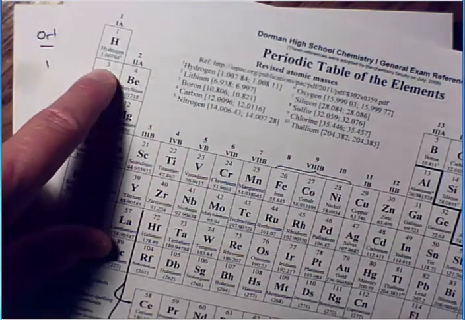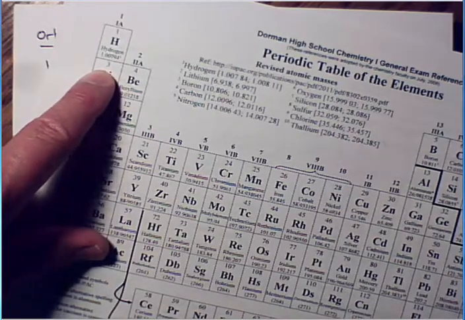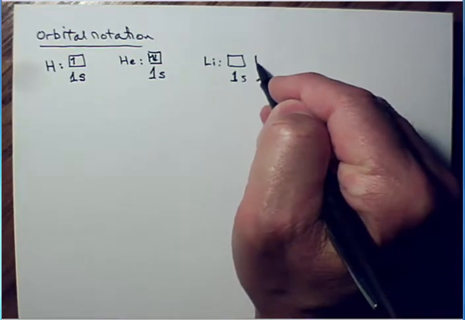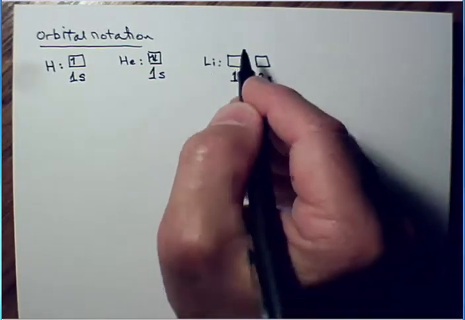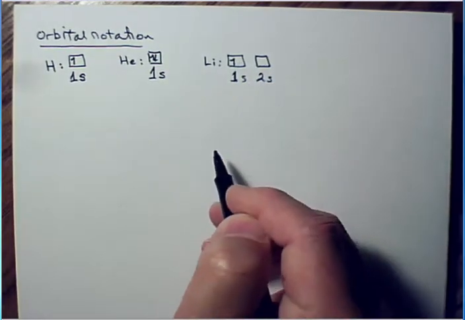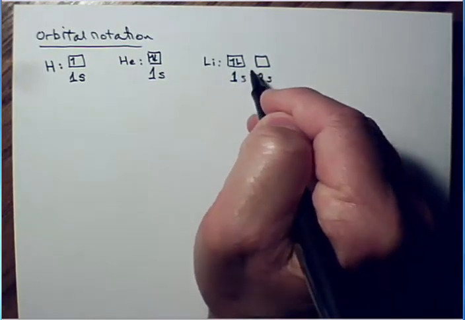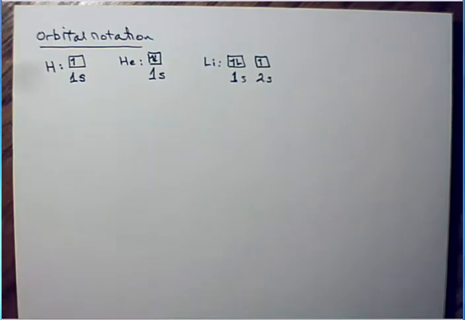Lithium has an atomic number of 3. That means 3 protons, and for an atom, it also means it has 3 electrons. All right. So what we do is just start from the beginning. The first electron goes right here. The second electron goes right here, and that third electron is put into 2s.